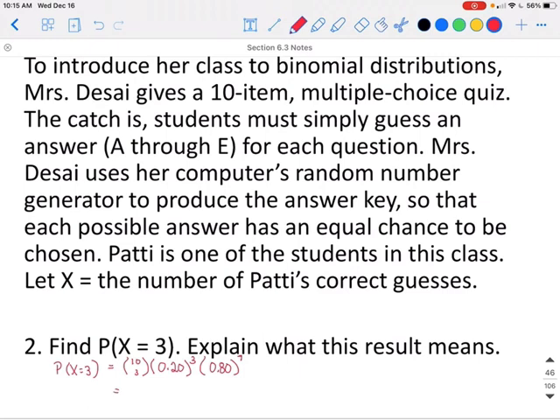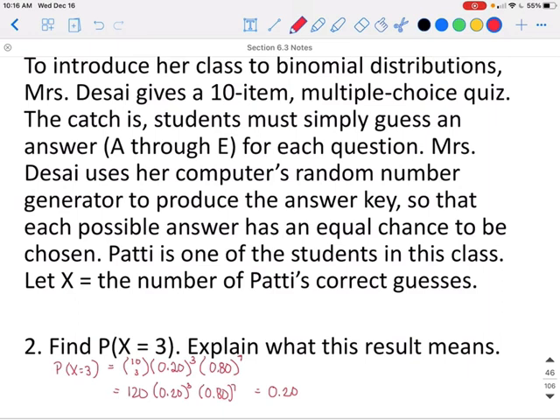Now to figure out how many different combinations we can do, you can hit the math button, go over to probability, and select nCr. We know there are 10 trials, and 3 of the times you get it correct. So there are 120 different combinations in which you can do that. So if we do 120 times 0.2 raised to the 3rd power times 0.8 raised to the 7th power, we're going to see that the probability that you get exactly 3 questions correct would be about 20%.